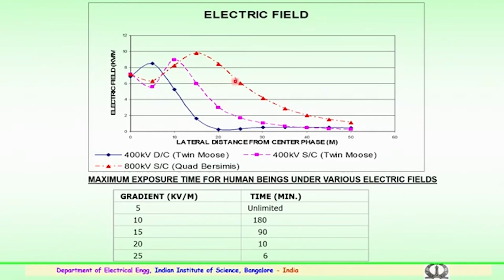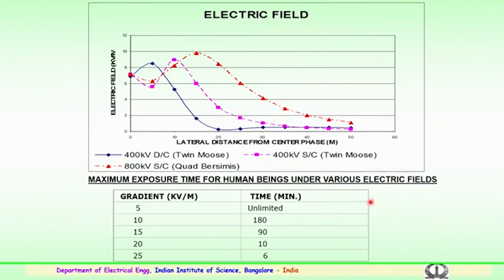Initially the electric field is slightly higher, around 9 to 10 kV per meter. This decreases drastically when you go over 50 meters from the tower towards the ground. This pink color shows the 400 kV single circuit twin MOOSE line, where the electric field simulations have been carried out and the measured values are given here.